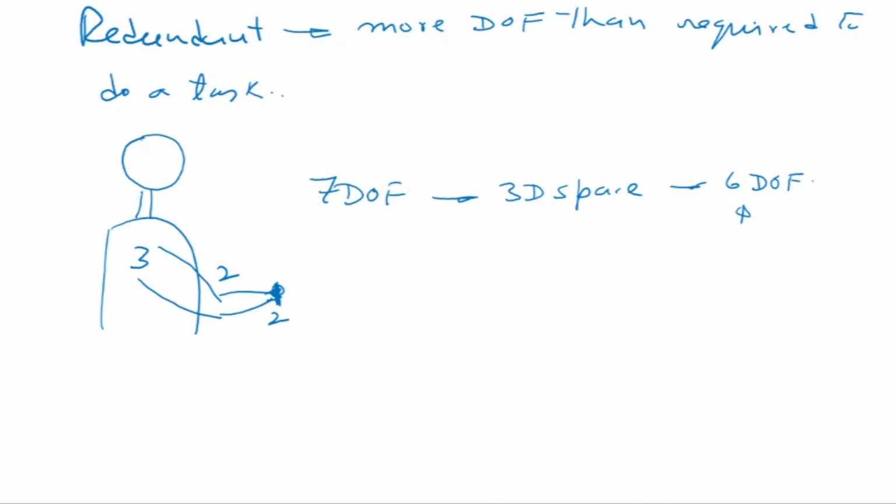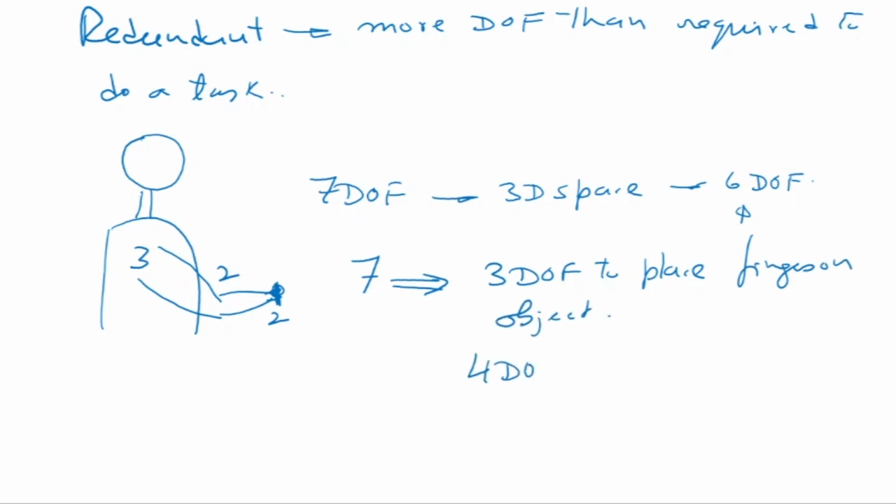Now this basically means that I'm using some of these degrees of freedom. So these are 7 degrees of freedom, out of which I'm taking away maybe 3 degrees of freedom to place fingers on the object, and I'm using the remaining 4 degrees of freedom to move the elbow plus shoulder. So here I'm doing a particular task with 3 degrees of freedom, and with the remaining 4 that are there, I'm doing some other task. And this is possible because this is a redundant system. Our arm is a redundant manipulator.